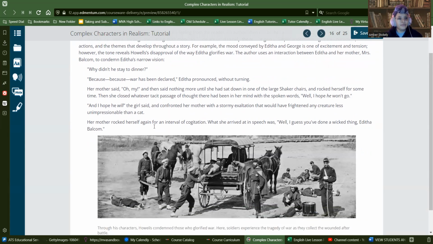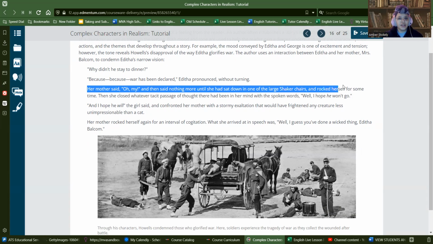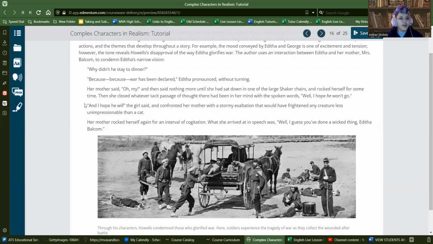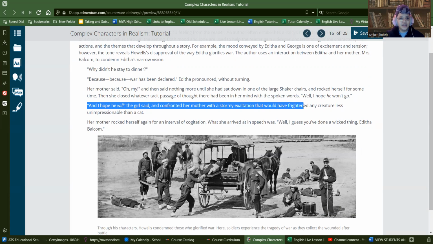Now, here's the excerpt. It says, "Why didn't he stay to dinner?" "Because war has been declared," Editha pronounced without turning. Her mother said, "Oh my," and then said nothing more until she had sat down on one of the large shaker chairs and rocked herself for some time. Then she closed whatever tacit passage of thought there had been in her mind with the spoken words, "Well, I hope he won't have to go." "And I hope he will," the girl said, and confronted her mother with a stormy exaltation that would have frightened any creature less impressionable than a cat.